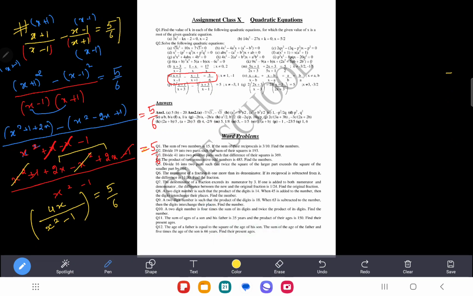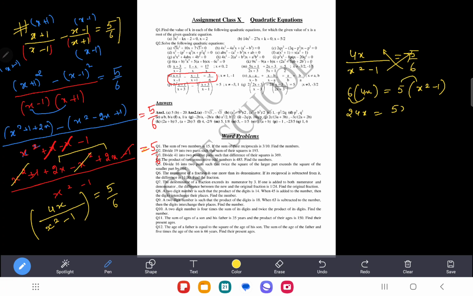The crisscross? Crisscross. So you will have 4x over x square minus 1 is going to be 5 over 6. Yes or no? And when you have 5 over 6, what do you do? You simply do crisscross. So you do 6 times 4x equals 5 into x square minus 1. So 6 times 4x is 24x, and 5 times x square is going to be 5x square minus 5. So that is going to become 5x square minus 24x minus 5 equals 0.